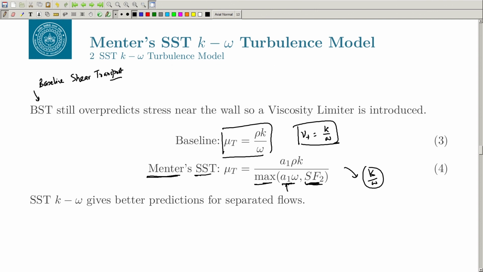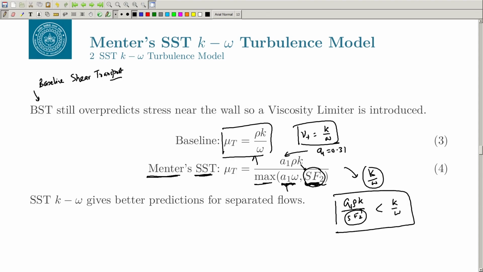So, this Mentor's SST is the most popular model now. With the viscosity limiter, you can actually change the value of the limiter. I think the default value of the limiter is A1 equal to 0.31. Wherever this A1 omega is the greater term, you will get back to this value mu equal to rho k by omega. But when this SF2 is greater than this A1 omega, where S is the structure parameter and F2 is another function, you will have this term dominating, which is A1 rho k by SF2. Because the denominator becomes higher, it is lesser than k by omega. That is the idea.